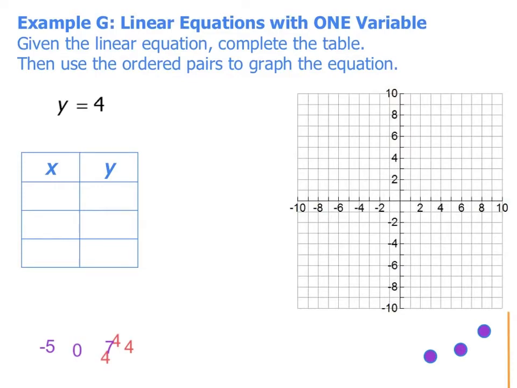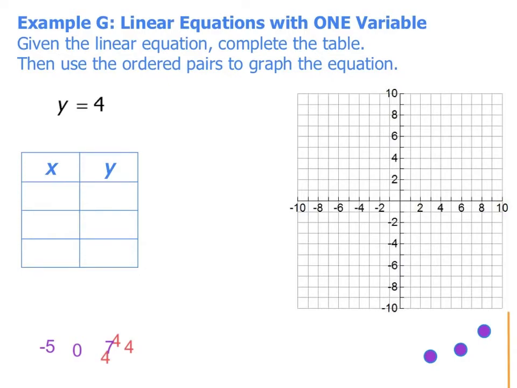So the next one says, given our linear equation, complete the table, then use the ordered pairs to graph the equation. All right, we're getting pretty good at this. Wait, y equals 4? This time we only have one variable, y equals 4. No x's, nothing to do. So what are points that we're going to pick?